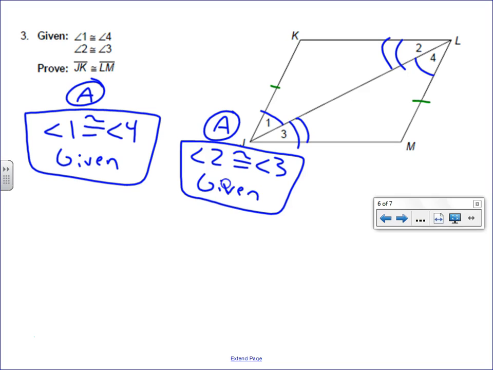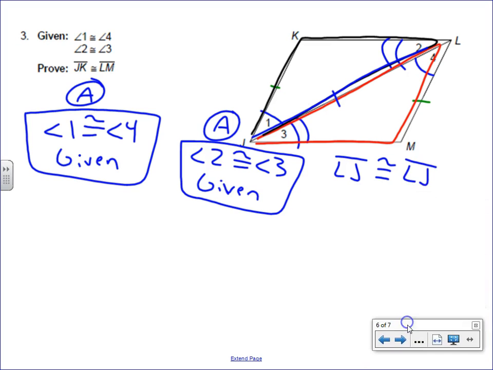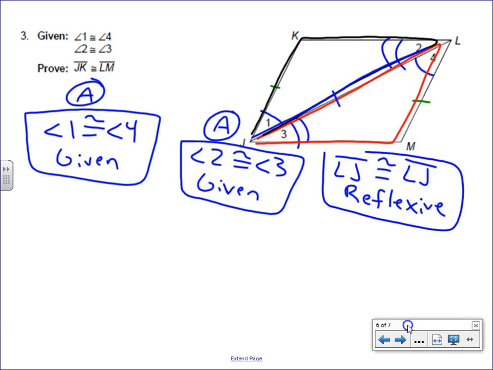I see that those are part of two different triangles. As I compare those two triangles, I'm going to need to prove those triangles congruent so I can prove corresponding parts congruent. Right now I have two angles. If I can find another side that can help me. And I see that both triangles contain this side, side LJ. So I'm going to say LJ is congruent to LJ because that's the reflexive property. They share the same side. That's another side that I found.